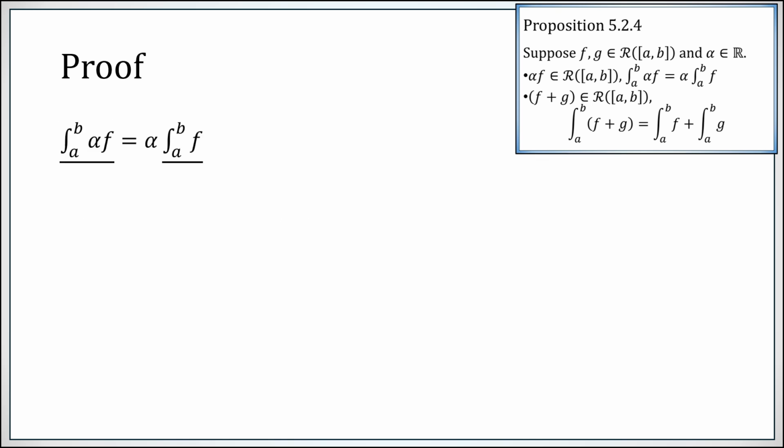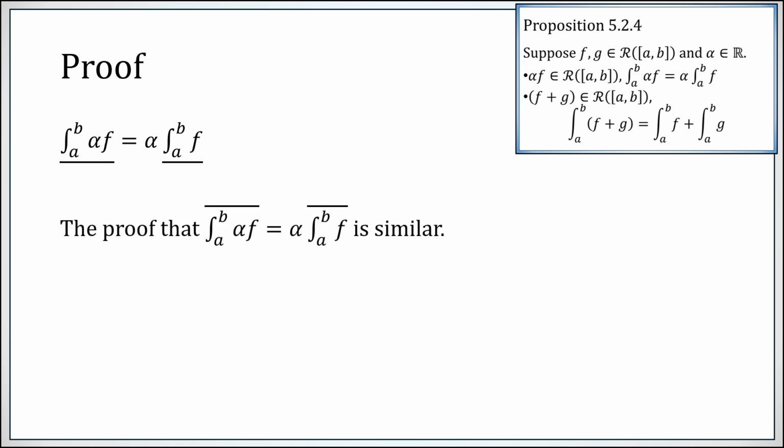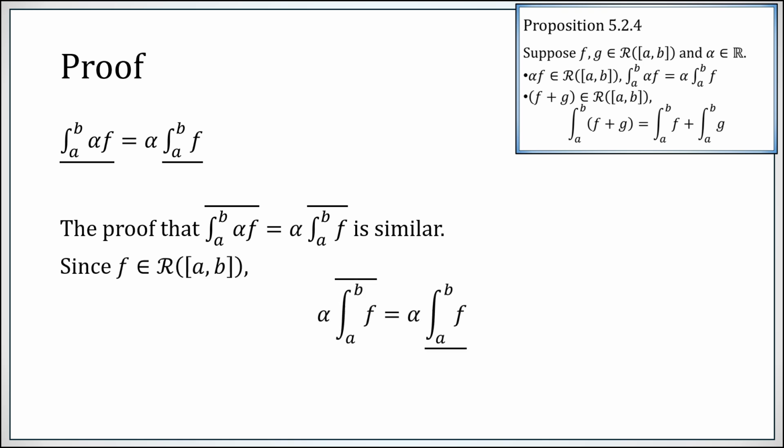So having established that the lower integral of alpha f is equal to alpha times the lower integral of f, we can similarly prove that the upper integral of alpha f is alpha times the upper integral of f. And since f was assumed to be integrable, the lower and upper integral of f from a to b is equal, so multiplying by the scalar alpha maintains equality. We now have that the upper and lower integrals of alpha times f are equal, and the result follows.